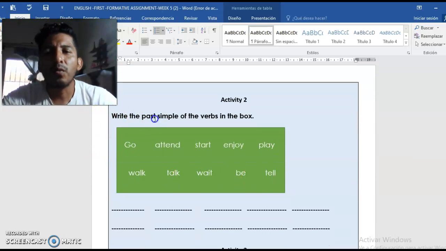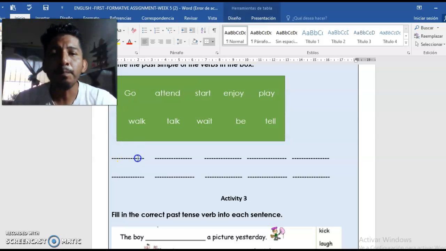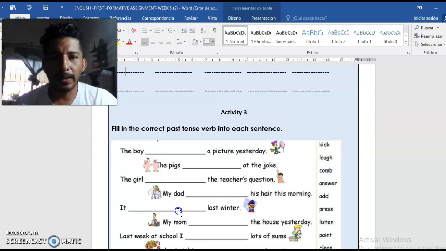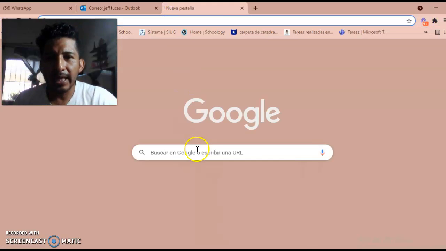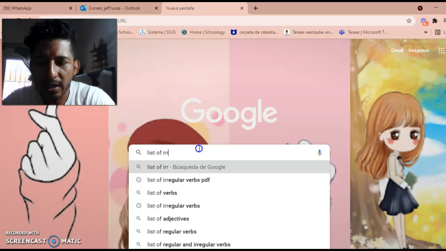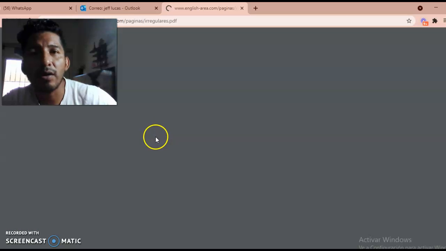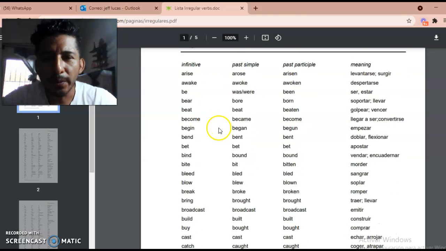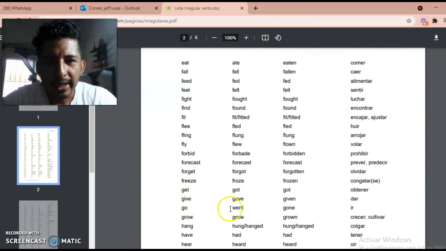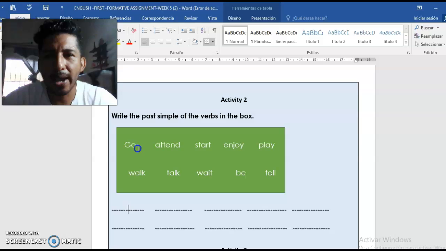Activity number 2: write the past simple of these verbs. For example, go is a verb that has a different kind of written form. So that's why I'm going to give you the list of irregular verbs that you already have. The list of irregular verbs mentions that the verb go is went. So you write here the verb went in past.